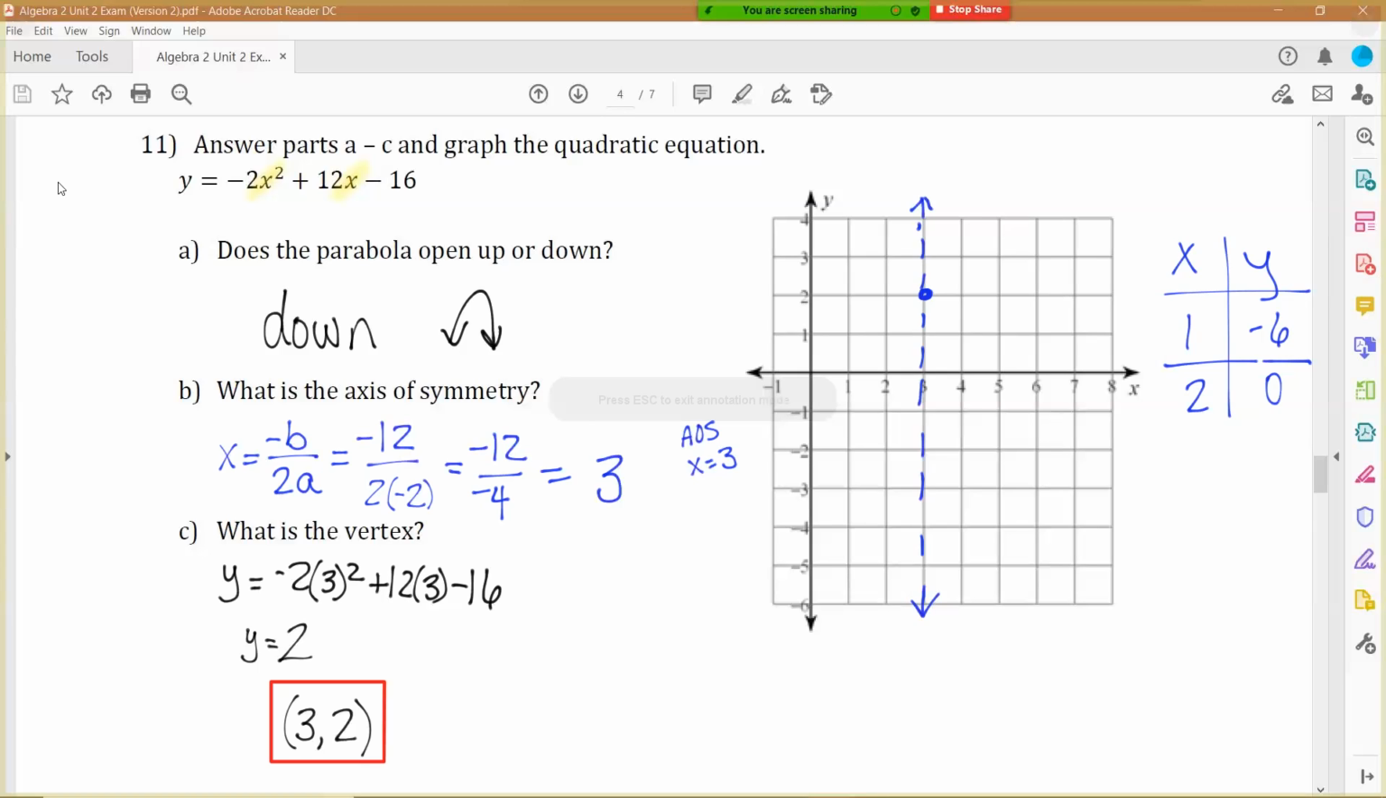So we're reviewing for a test. We're gonna keep going. So we're gonna graph these 2 points, 2, 0 and 1, -6. And then we're going to reflect them. So this point is 1 to the left, so I'm gonna go 1 to the right. Then I'm going to go to the one at the bottom. It's currently 2 to the left, so I'm going to go 2 to the right. And then I'm going to connect my points.